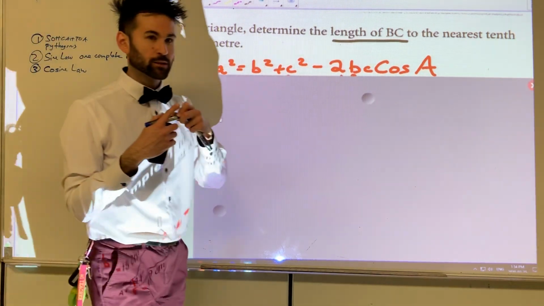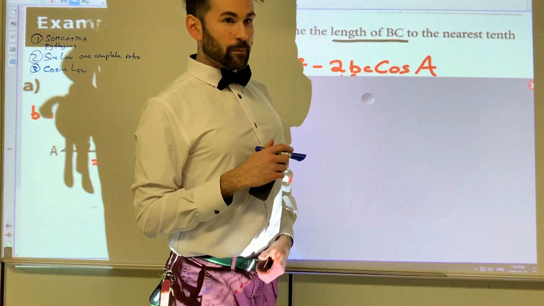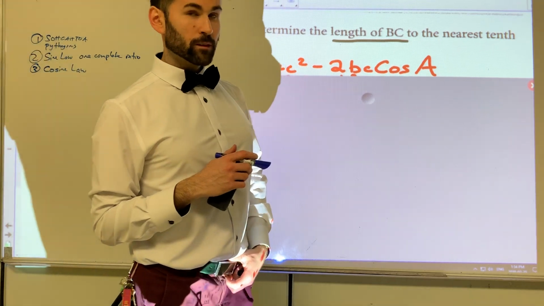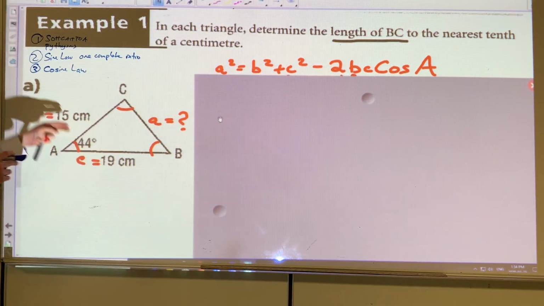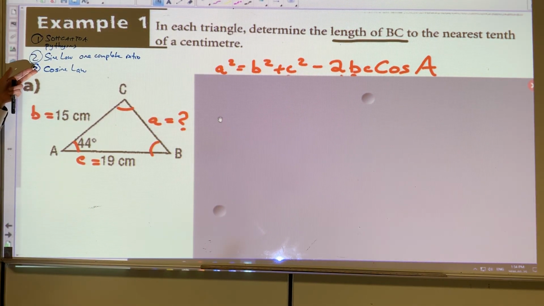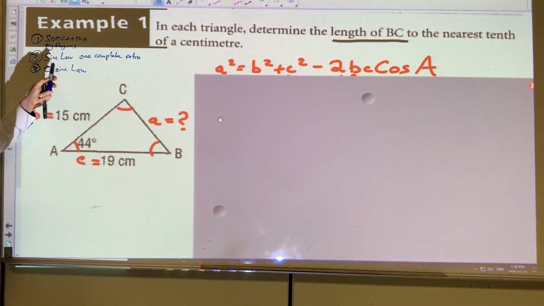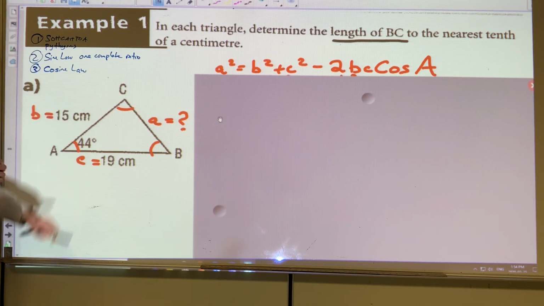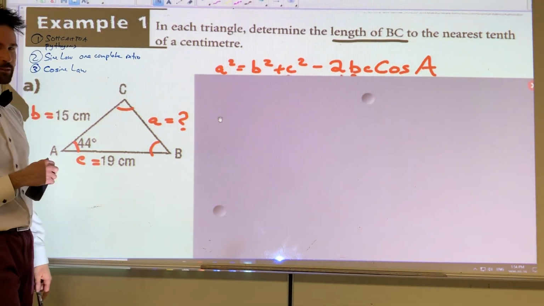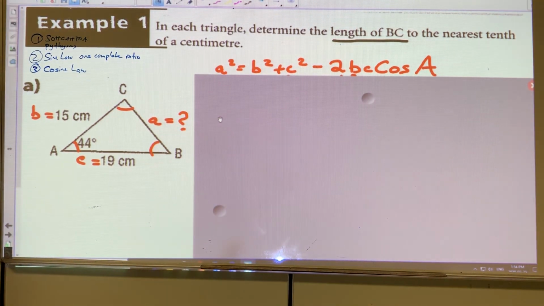Yes, sir? Could you use cosine law to figure out any... Yeah, if you had a sine law question, you could probably use cosine law. Same with 90-degree angles. Remember, the Pythagorean theorem is just a special case of the cosine law, like we were talking about before, okay?